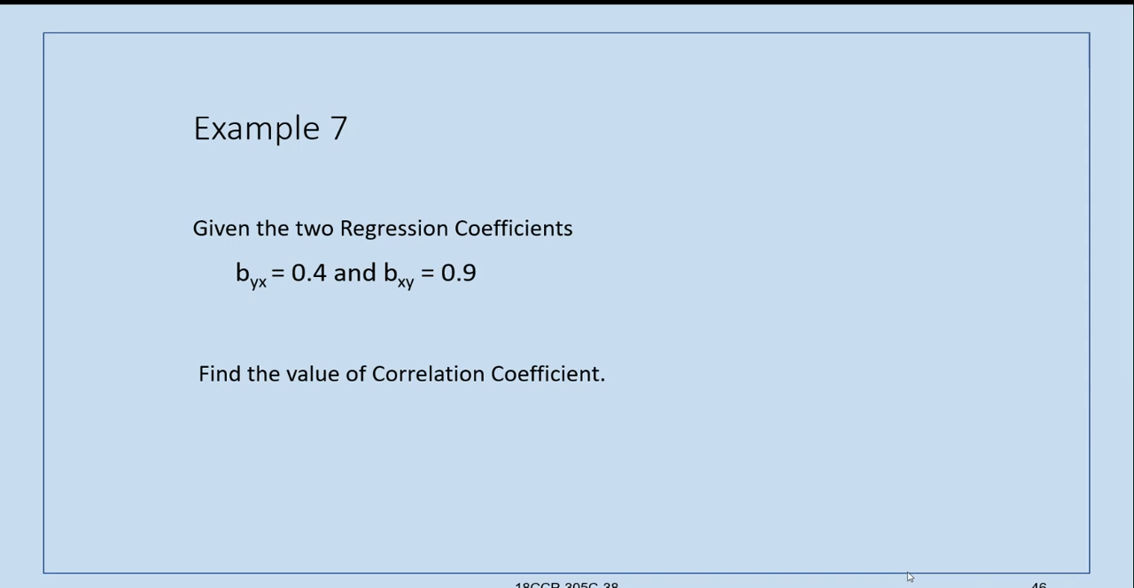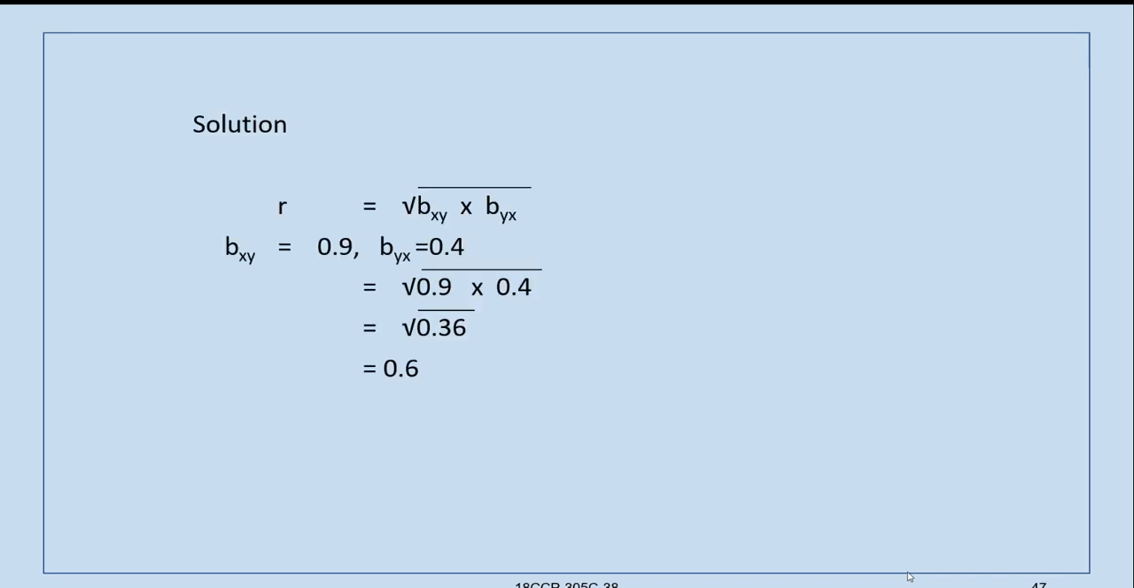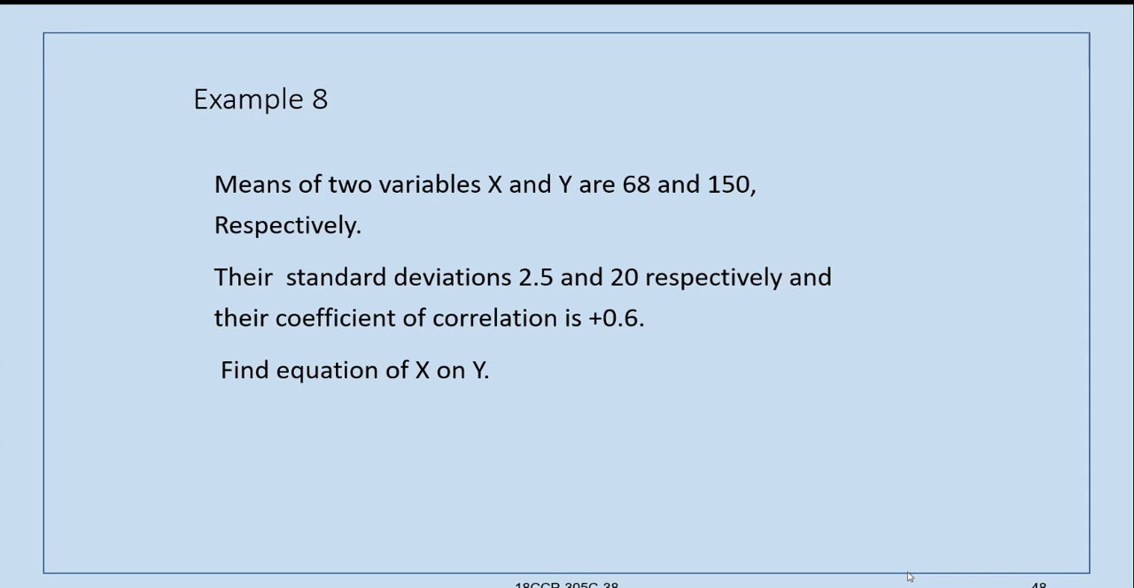Find the value of correlation coefficient, that is r is equal to root of bxy into byx. These are short answer questions, that is 1 mark questions. So 0.4 into 0.9 under root, 0.36 under root, 0.6. So r is equal to 0.6. Another example, means are 68 and 150, that is x bar and y bar are 68 and 150. Standard deviations sigma x 2.5, sigma y 20. Their correlation coefficient is 0.6.